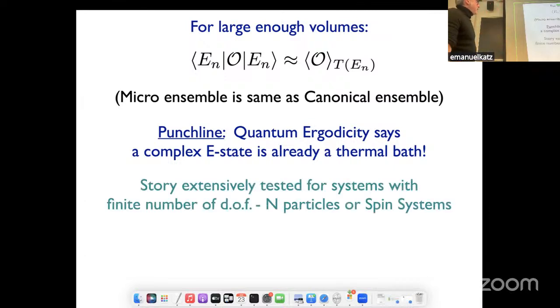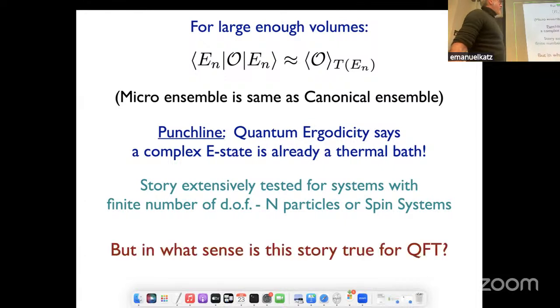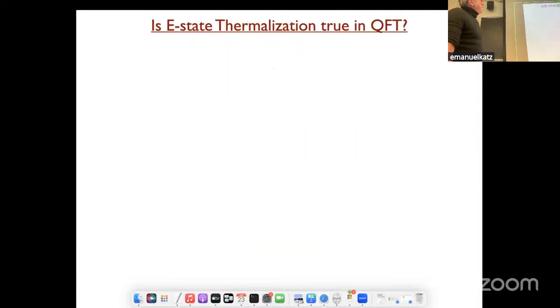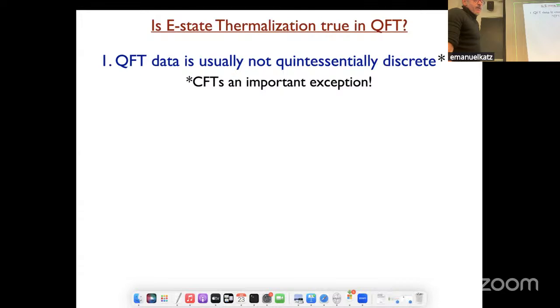And there's been a lot of interesting and amazing work by many people to verify this for systems with a fixed number of degrees of freedom, like N particles or spin systems. And what we are trying to understand is in what sense is this true for quantum field theory? The reason that this is an interesting question is precisely because it's not obvious how to think about it. QFT data is not quintessentially discrete, except for the case of CFTs, which I mentioned.